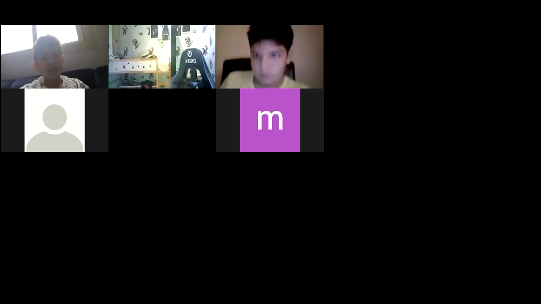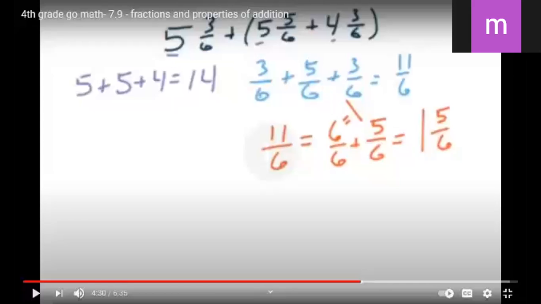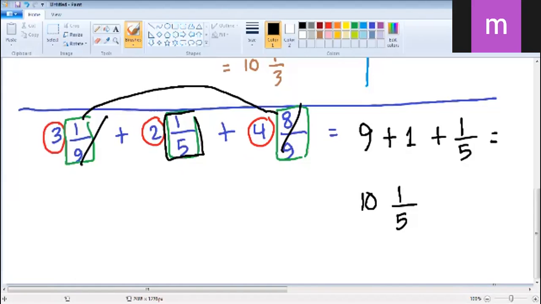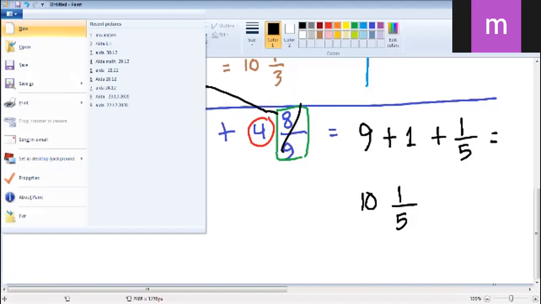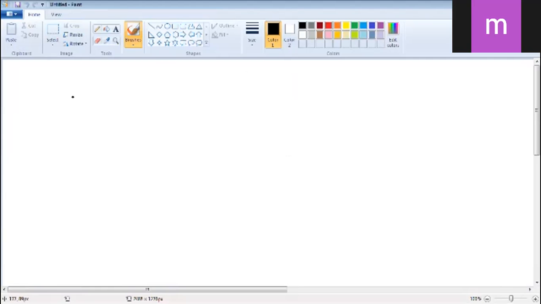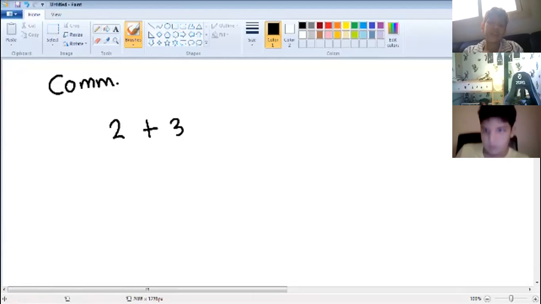Now let me explain what is the meaning of commutative and associative property. Simply, look, what I mean by commutative property. If I write here 2 plus 3, does anyone help me? Muhammad Abdul Rauf.